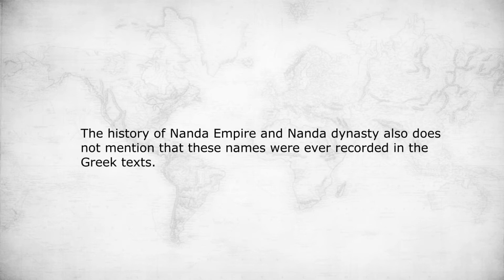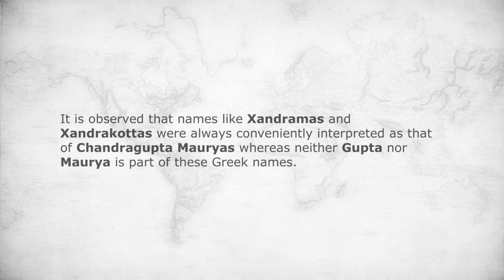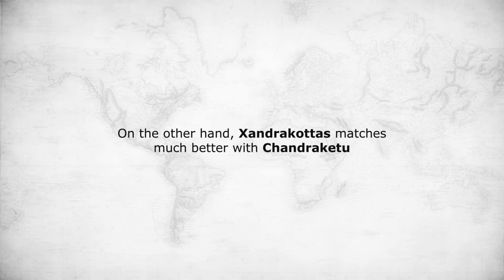The history of Nanda Empire and Nanda dynasty also does not mention that these names were ever recorded in the Greek texts. It is observed that names like Xandramas and Xandrakotas were always conveniently interpreted as that of Chandragupta Maurya, whereas neither Gupta nor Maurya is part of these Greek names. On the other hand, Xandrakotas matches much better with Chandraketu.